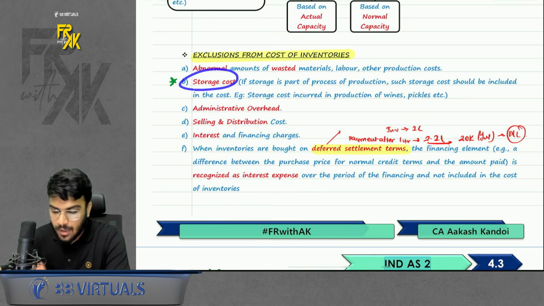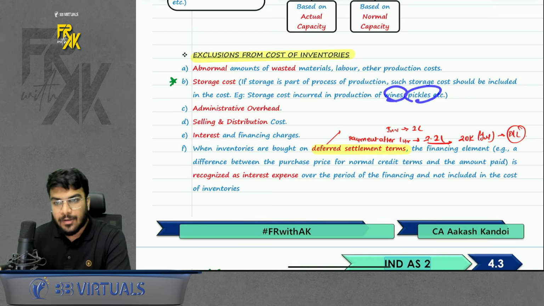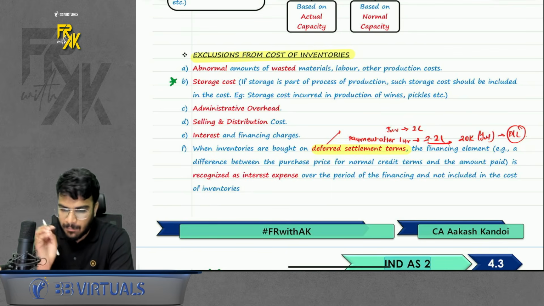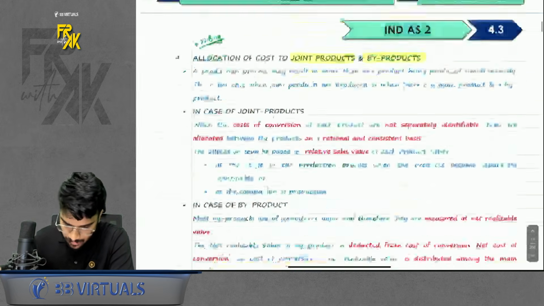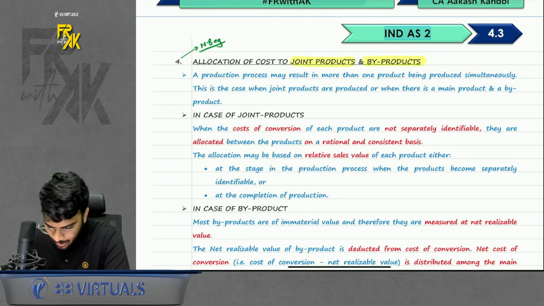But sometimes for some inventories, storing is a necessary part of manufacturing. For example, wines and pickles. To prepare wine, we have to store it. So when storage is a part of production, at that time storage cost can be capitalized in the cost of inventories. Anyways, next point is allocation of cost to joint production and byproducts.